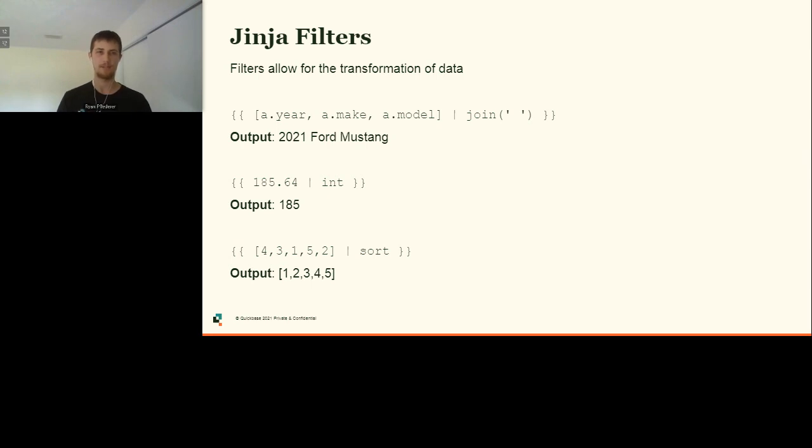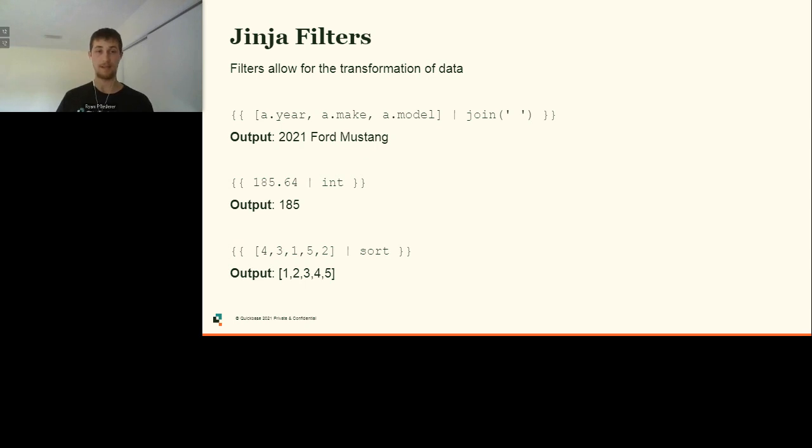In this case, at the top, we've got an array of a.year, a.make, a.model, and we're going to join those with a space. And we see that that prints out a string of those three values with spaces in between them. The second one down, we're taking a value that is a float, so it's got decimal places. We're saying, we want this to be returned as an integer, so just a whole number.